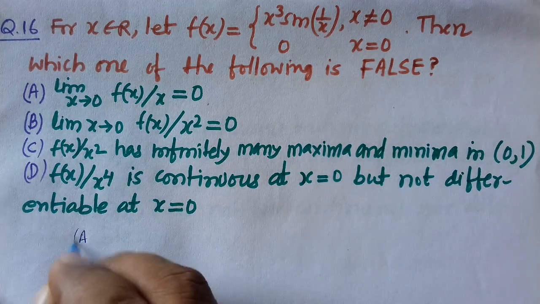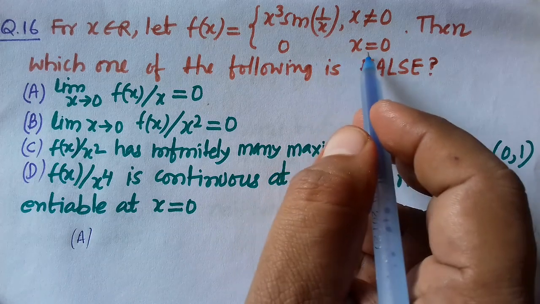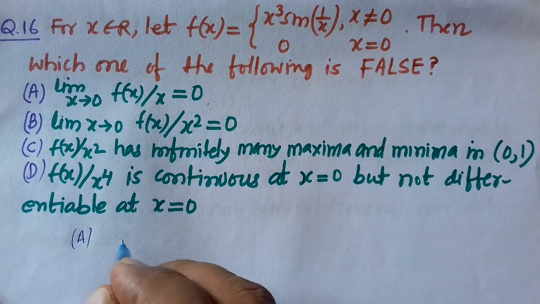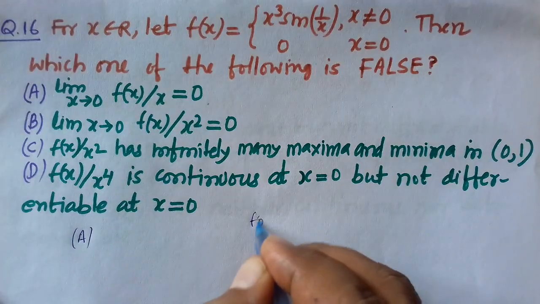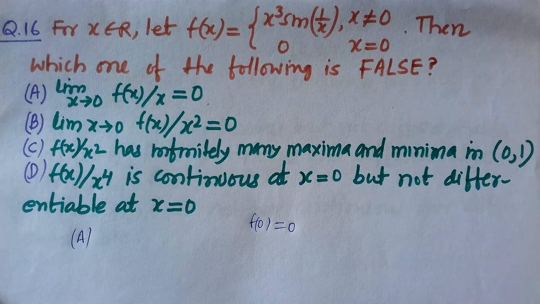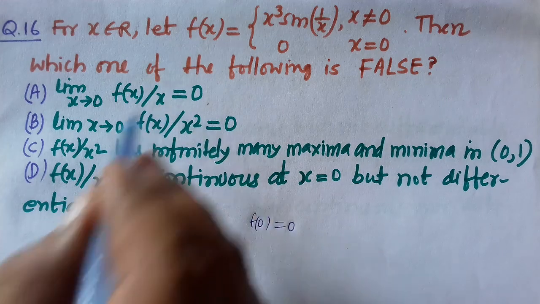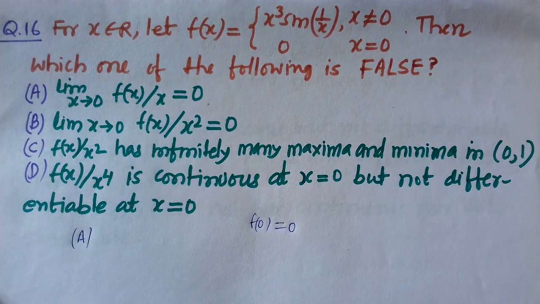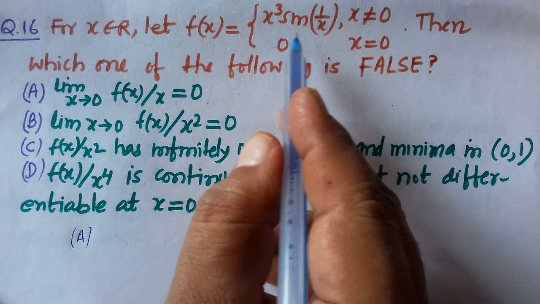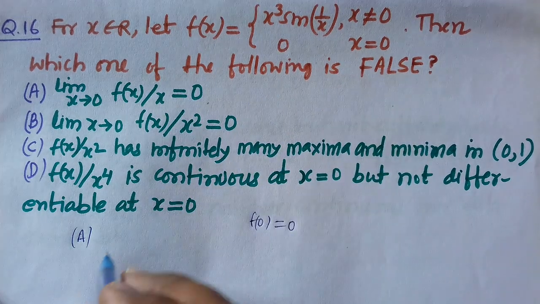In A, we have x equals 0, f(0) is 0 for all. So f(x) minus f(0) by x will also be 0. Now for the right hand limit and left hand limit we use this one.